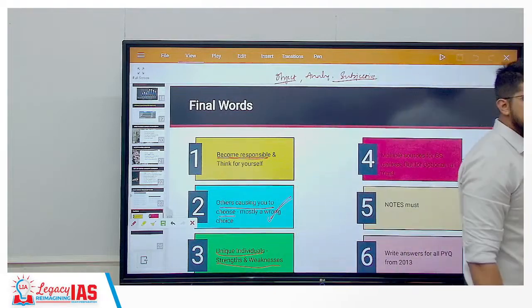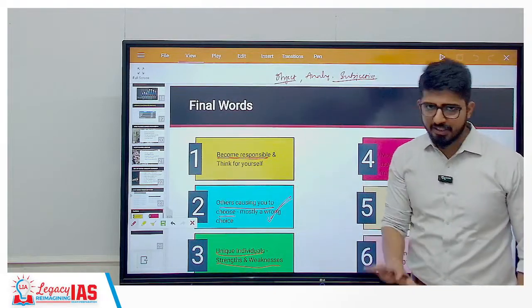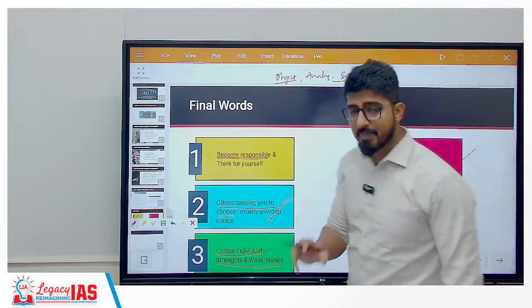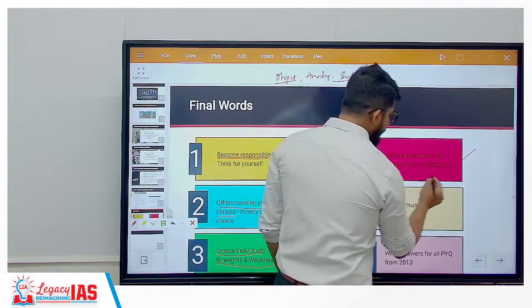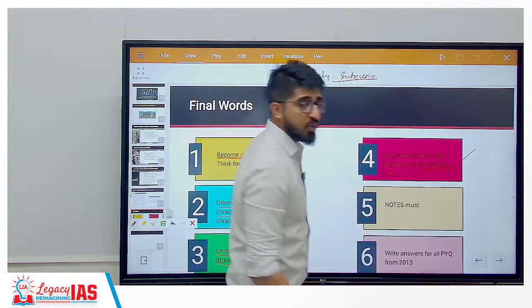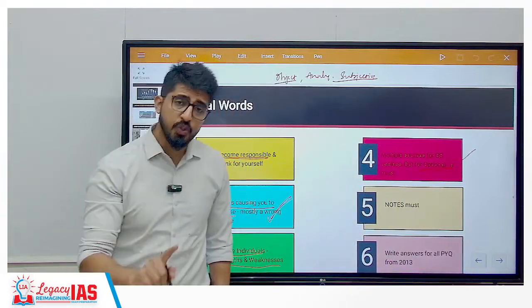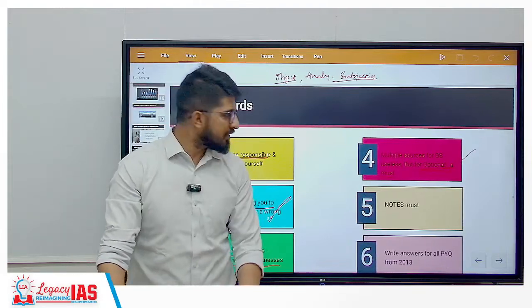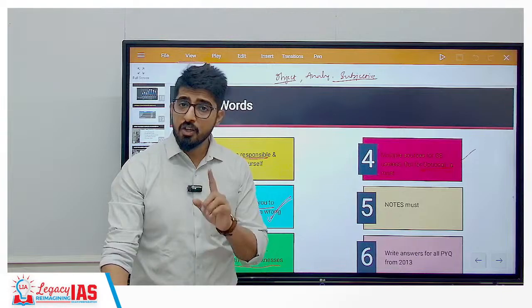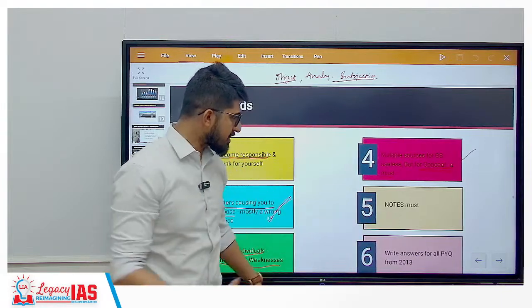Having multiple sources for general studies subject is useless. Always bear in mind, you have to have more sources for optional. For optional, more sources is good. Study as many books as possible for optional. Make your own notes.